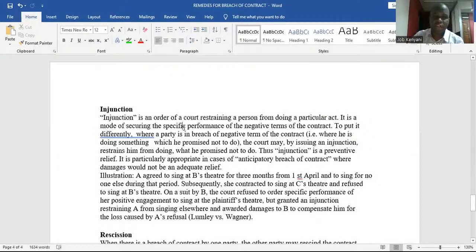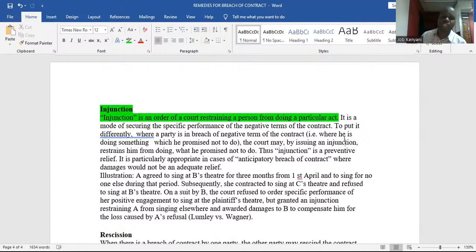Injunction is an order of the court restraining a person from doing a particular act. It is the mode of securing specific performance of negative terms of a contract. Where a party is in breach of a negative term of the contract, where he's doing something which he promised not to do, the court may, by issuing an injunction, restrain him from doing what he promised he would not do. They give an injunction order to stop the continuance of such a wrong action under the contract.